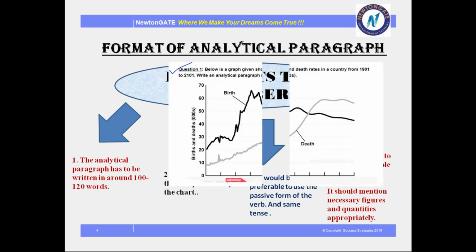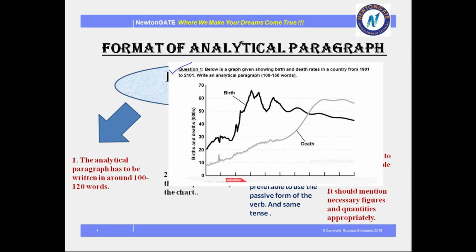Let me show you. This is one graph that I have taken. Follow this. Below is a graph showing birth and death rates in a country from 1901 to 2101. Write an analytical paragraph. Now, some students will ask me, ma'am, how do we find the necessary figures from this? Yes, you can. Can you see that on the horizontal axis the year is given and on the vertical axis the birth and death rate is given in thousands?